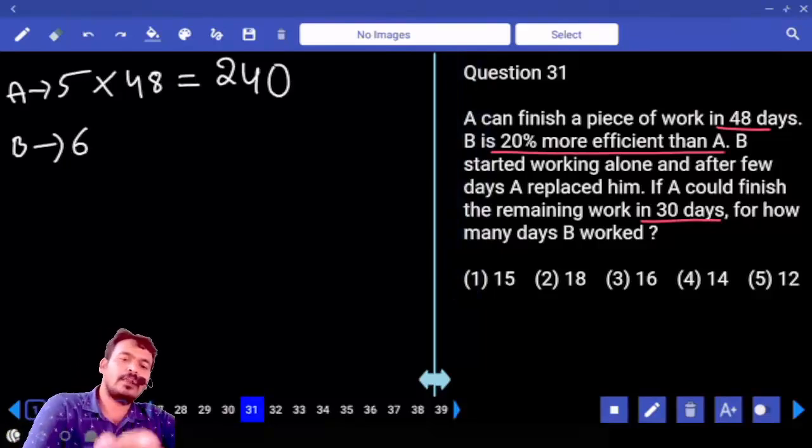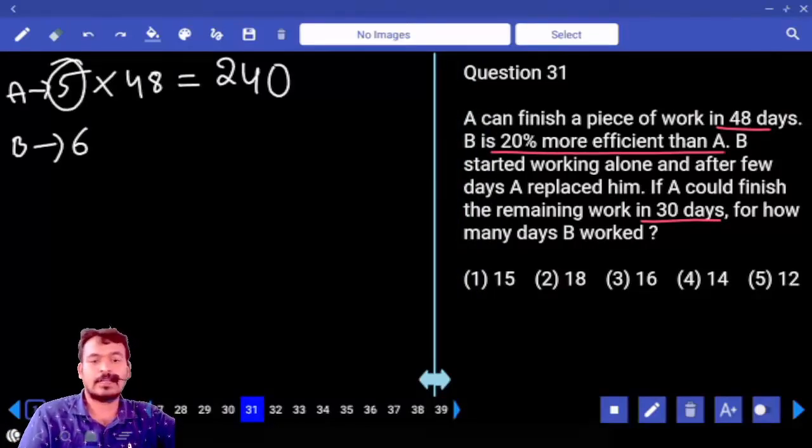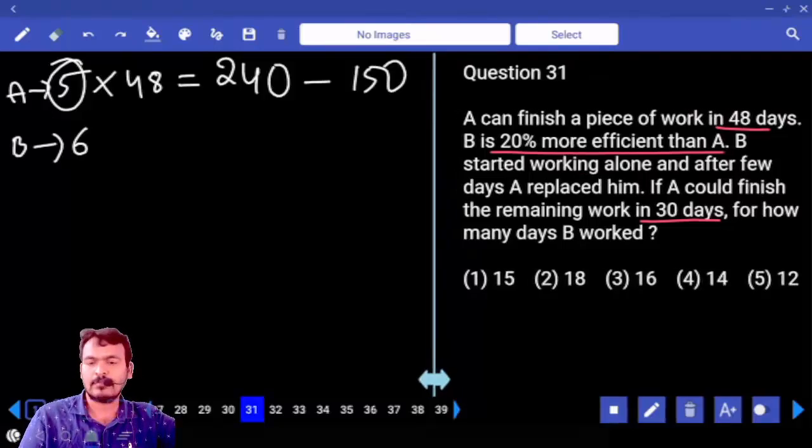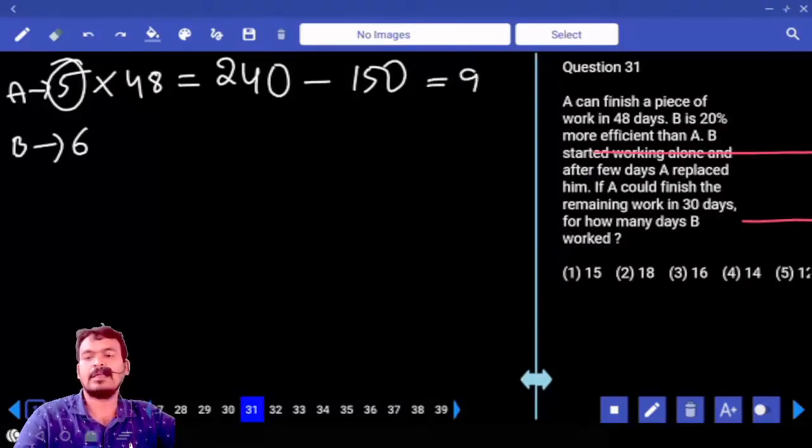Okay. But here A individually how many days is working? 30 days. What is the 1 day work of A? 5. 30 days' work is 150, right? Out of 240, 150 is already completed by A, right? What is the remaining work? 90. That 90 is completed by only B, right?